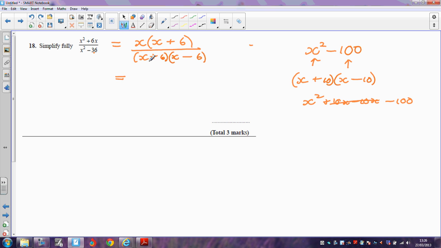And now I can see that as these are all multiplied together, I've got a multiplication sign there, multiplication sign there, I can cancel. In other words, I can divide the top and the bottom by x plus 6. And I'm left with, on the top, I should write 1 there and 1 there, x times 1, which is just x, and on the bottom 1 times this bracket, which is just this bracket. So the final answer is x over x minus 6.